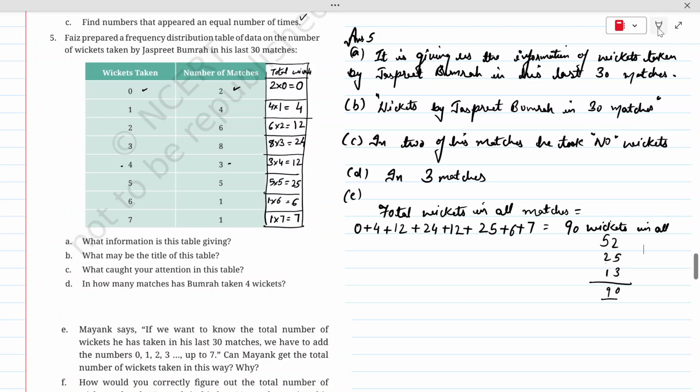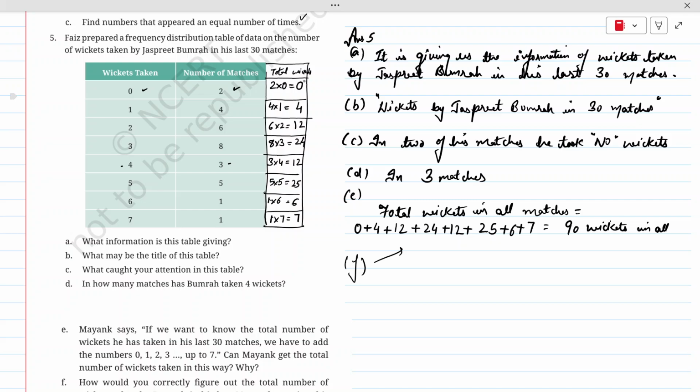Now just let me erase this part from here. This was just the addition thing we used. Now, so this is done. How would you correctly figure out the total number of wickets taken by Bumrah in his 30 matches using this table? Again, the F part also goes the same. Here we have to show this calculation which I have done in this table.